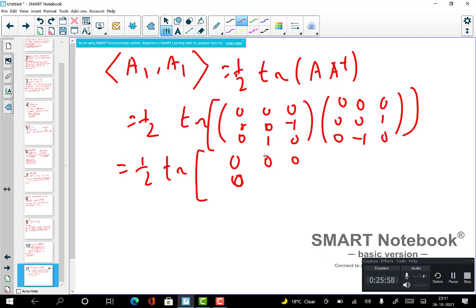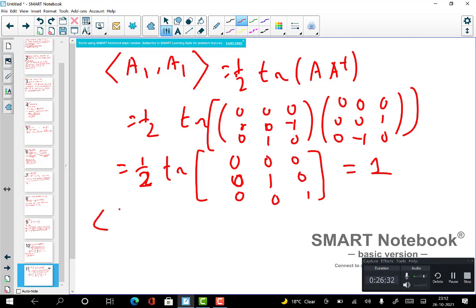So this into this 0, this into this minus 1 plus 1, and this into this 0. Similarly, this into this 0, this into this 0, and this into this plus 1, right? Now what is the trace? Now trace of this matrix is 2. That's why we put half here to make this 1, right? So that we can normalize that the inner product of AI with AI is always 1.